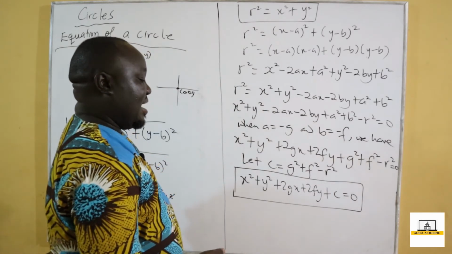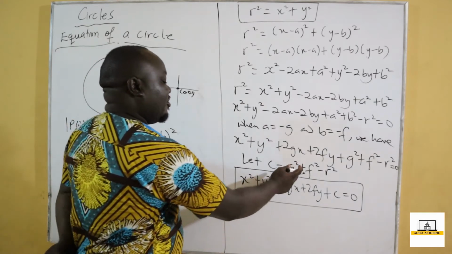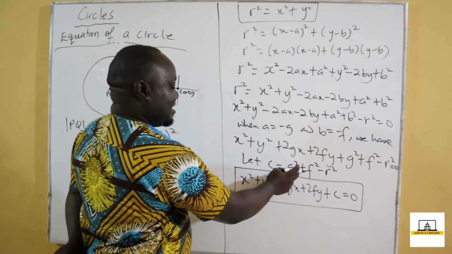And then our radius. Solving for the radius, we can make r the subject here.